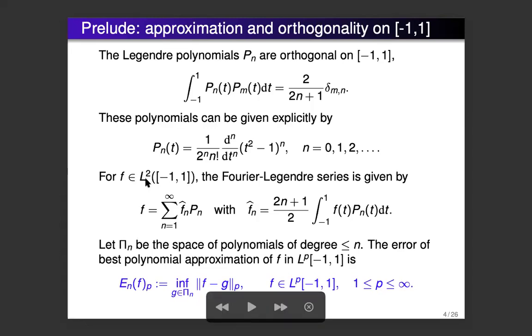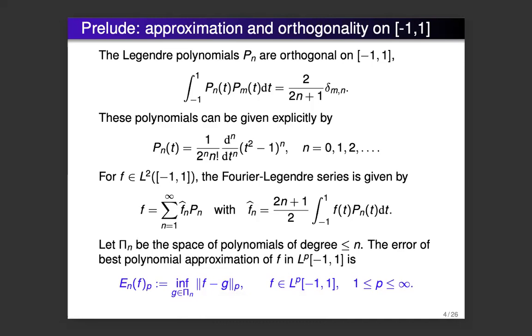For f in L2, the Fourier-Legendre series is given by the sum where you divide by this integral, which is of course just simply the norm. Let Pi_n be the space of polynomials of degree less than or equal to n. The error of best approximation by polynomials is defined by taking the infimum over all polynomials g of degree n of the p-norm of f minus g. This is the error of the best polynomial approximation.